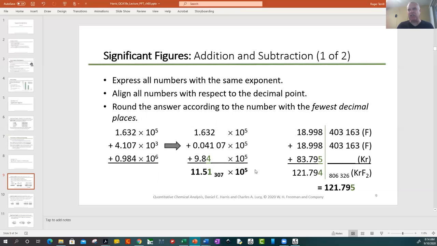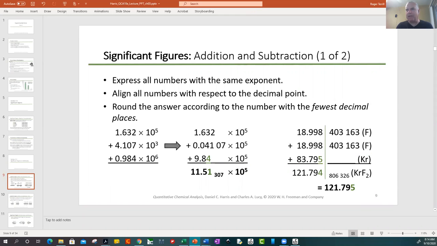It's kind of a stupid example because it's all just numbers, but hang in there for this part. Now, krypton difluoride here. I don't know if it even exists, but they chose krypton because they only know the formula weight to five digits, right?